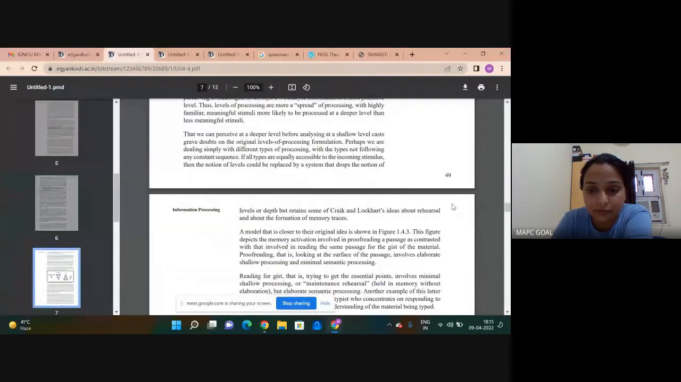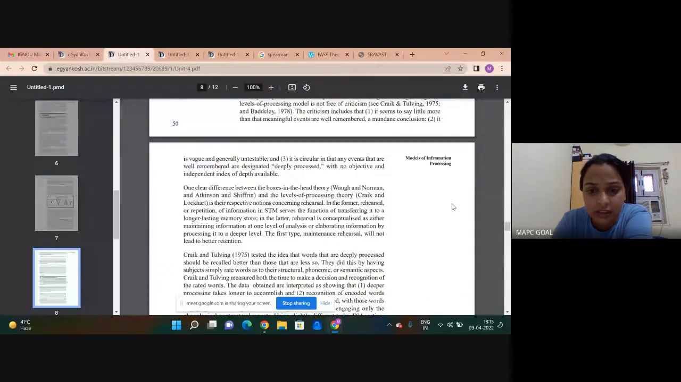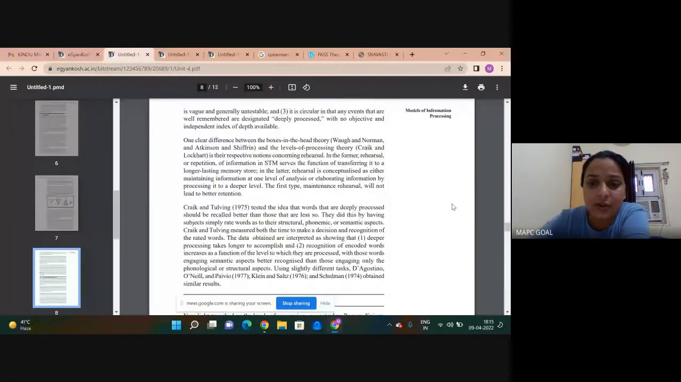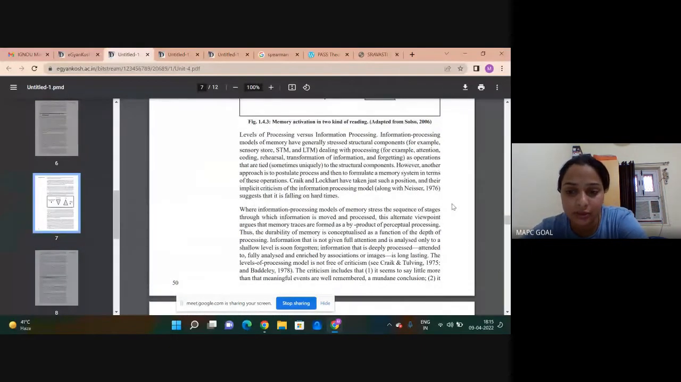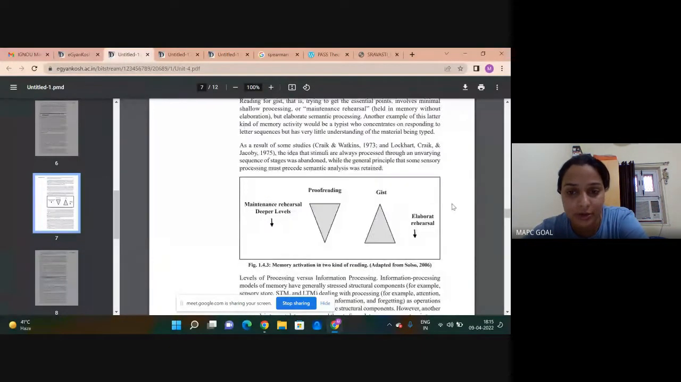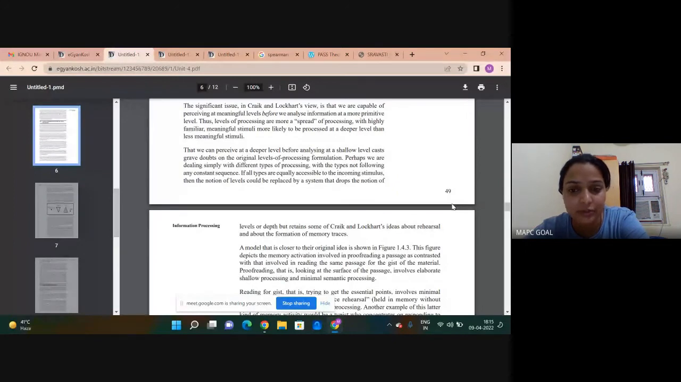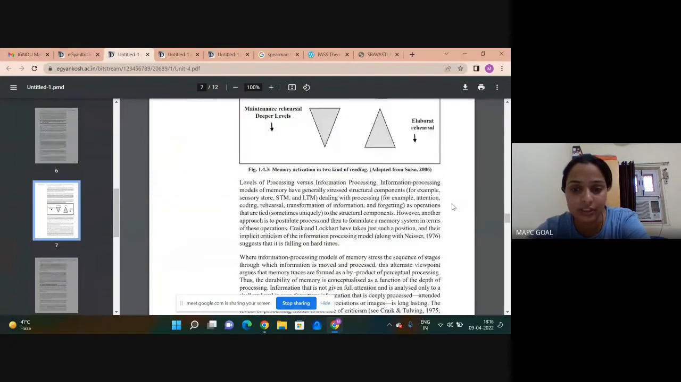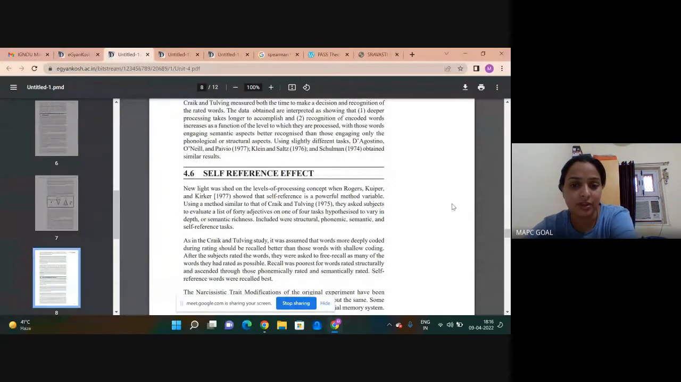It is a very general model, and all this has been tested, and people have given their suggestions and contributions on how we process information. But generally the model says this only: if we process at the deeper level, then we can send it to long-term memory. If we process at shallow level, then we're not going to recall it for a longer period of time, or we will not be able to send it to long-term memory.